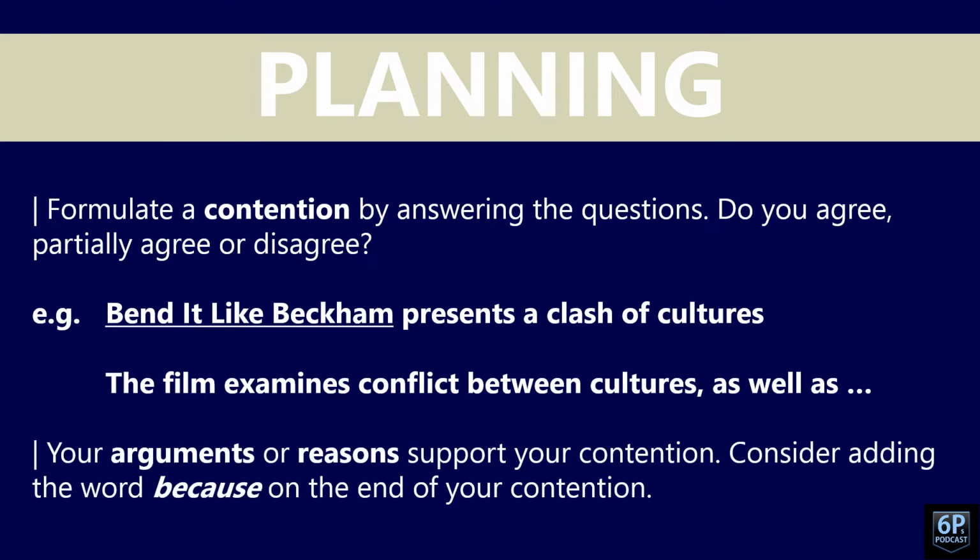Now, arguments are really important because each main body paragraph is going to focus on a different argument, and these are reasons to support your contention. What I think it's really good to do if you're struggling to find arguments is to add the word because on the end of your contention. So with that first example contention, Bend It Like Beckham presents a clash of cultures, you might add the word because on the end of that. That Bend It Like Beckham presents a clash of cultures because of the differing values and beliefs of the setting against the Bamra family. Again, adding the word because on the end of a contention is one way to formulate arguments.